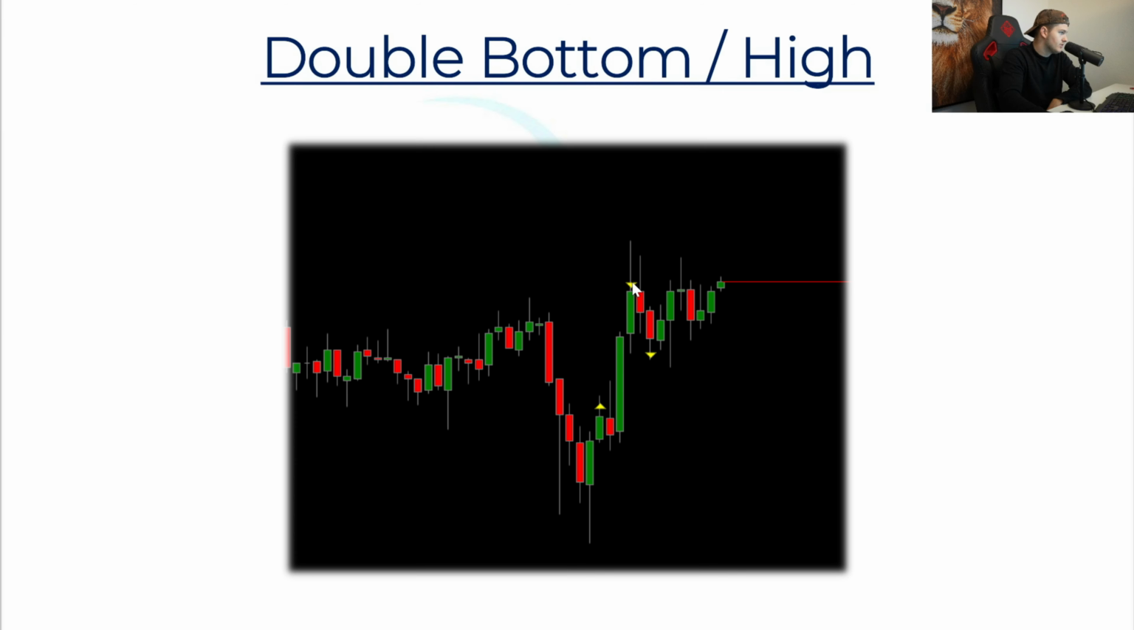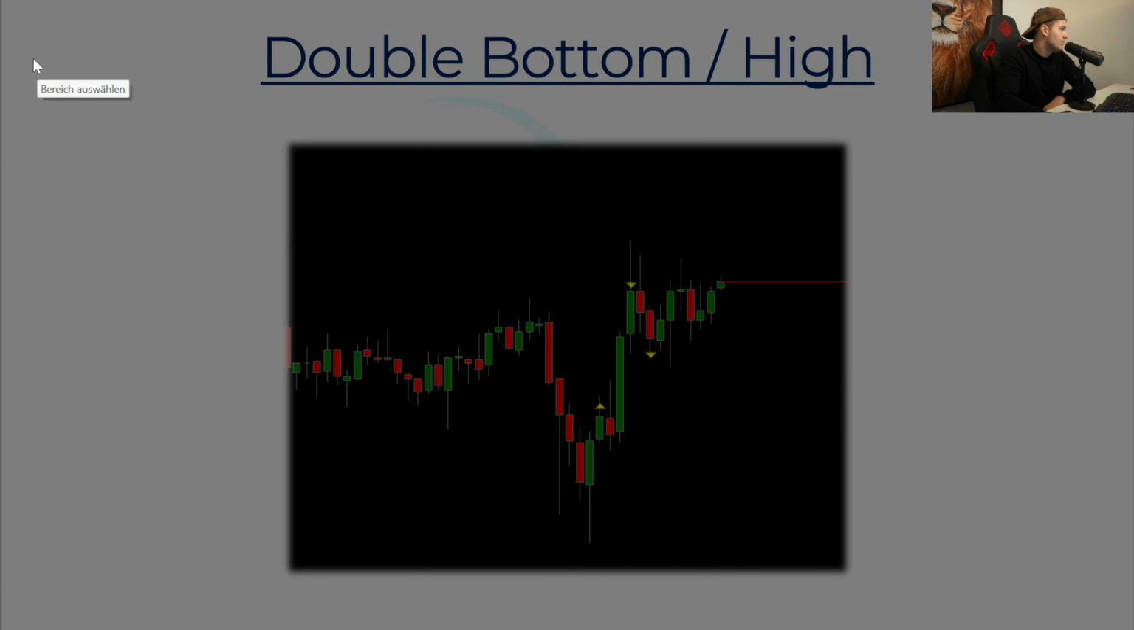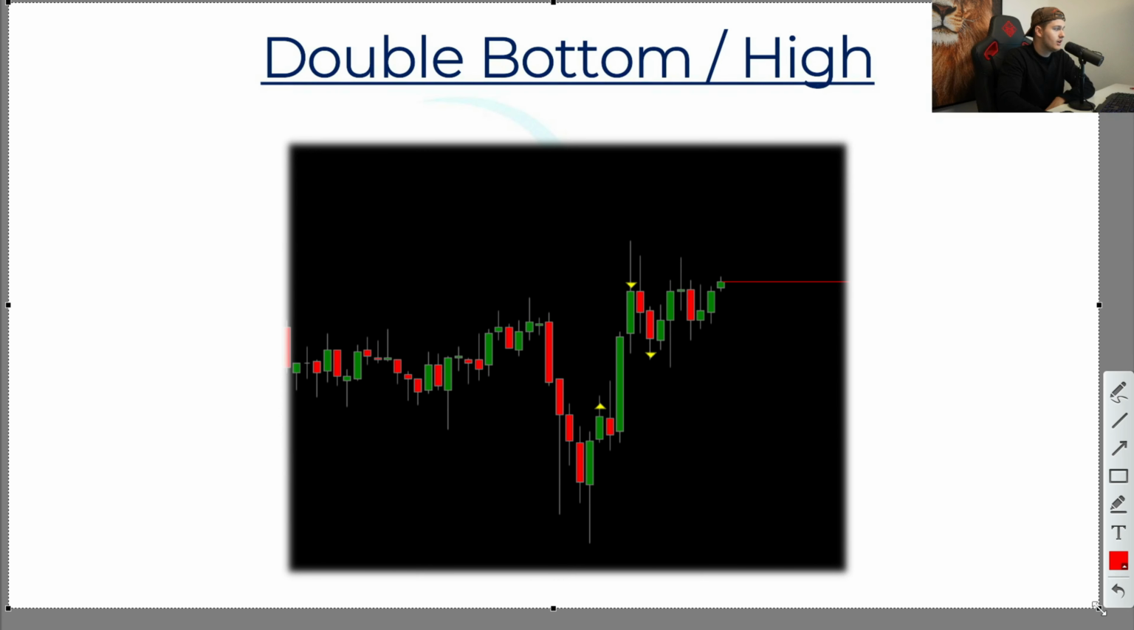My first target was over the high, then I did a trailing drawdown, and yeah, got stopped out down here. Not really lucky, but sometimes it's like this, so you don't have to be angry or something, it's just the market. So I will now explain to you the double bottom and double high and how you can really trade it, because it's really hard and complicated for most double bottoms and double highs.